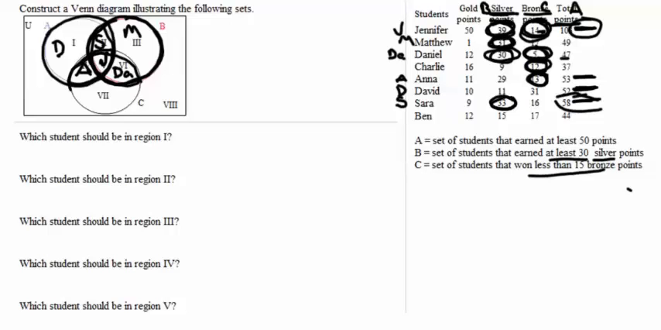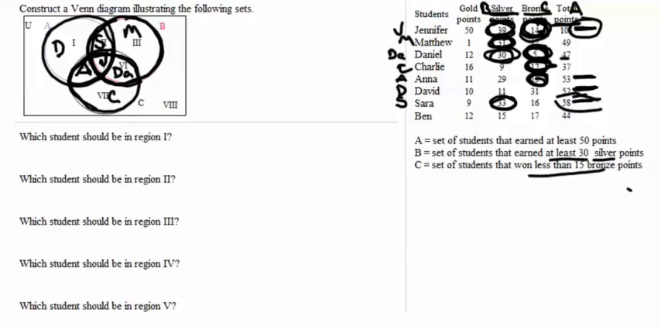And now if we look at set C, set C were those with less than 15 bronze points. And you notice there's 4 elements in set C. We already have 3 listed. We already have Anna, Jennifer, and Daniel. We're missing Charlie. So C for Charlie, because he has under 15 bronze points, yet he's not in A or B, because he doesn't have enough silver or enough total points.